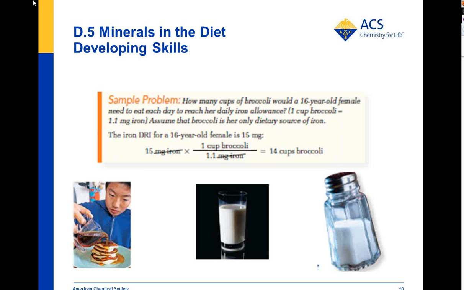This, again, is a fairly straightforward calculation that they do. I do the sample in class. They've just had to look up the DRI for the 16-year-old female in the example on the table in the preceding page, and then they simply use a nice dimensional analysis to figure out how many cups of broccoli they need if they're going to get all of the iron that they need just from broccoli.